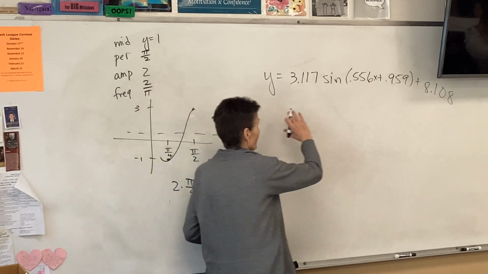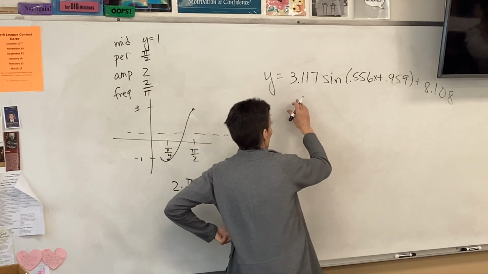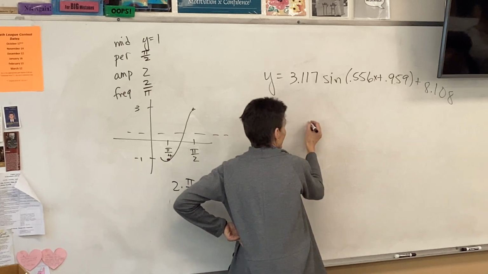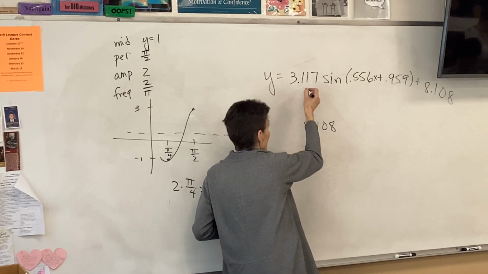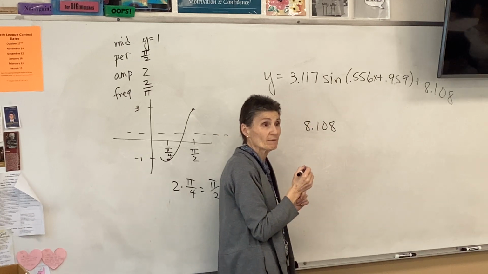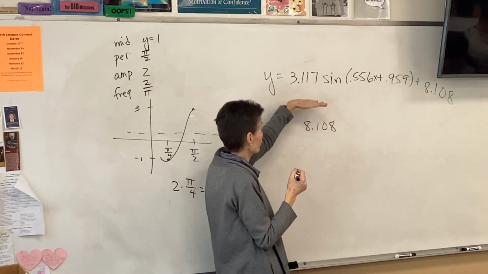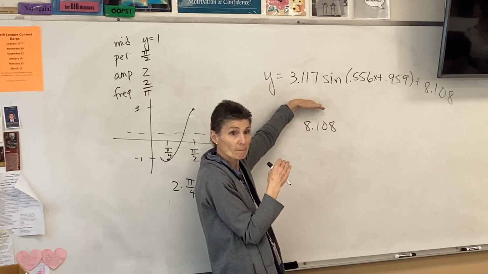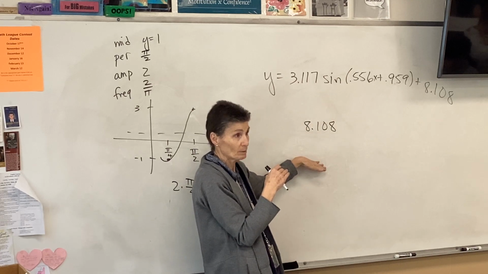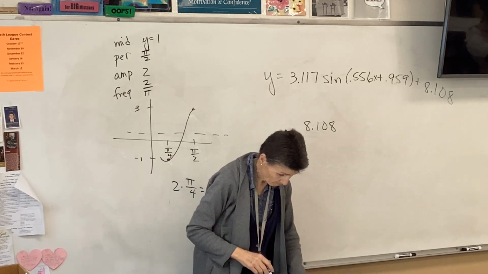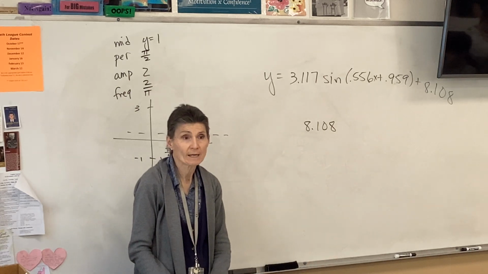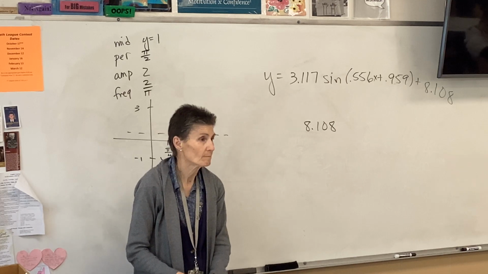So what do we know about this curve, guys? We know that the midline is at 8.108, and the amplitude is 3.117. So we're going to go 3.117 above that number and 3.117 below that number. So did you subtract those? And what did you say you got? 4.991? Good, so did I.